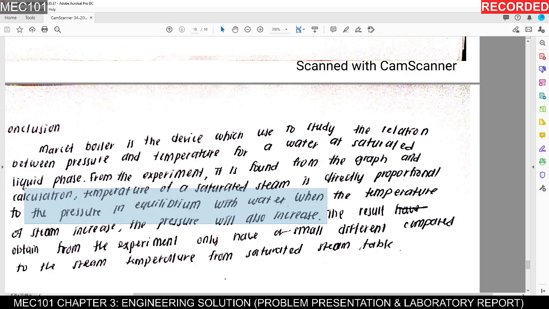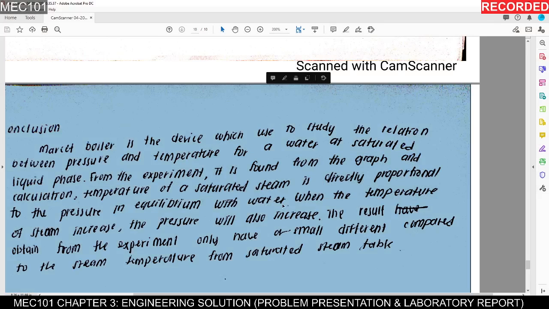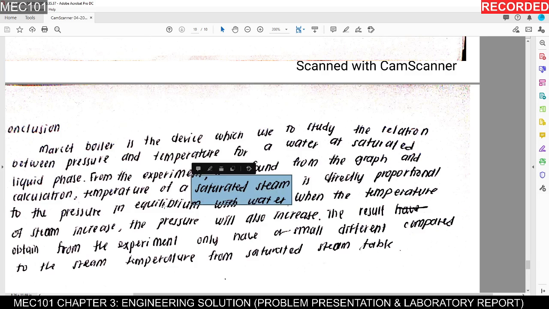Okay, so in this sentence, the author tries to explain the relationship between the steam pressure and the steam temperature. What is the relationship? It says that the relationship is directly proportional to the pressure. So this is what they call the objective proof. They try to tell that they achieved the objective.